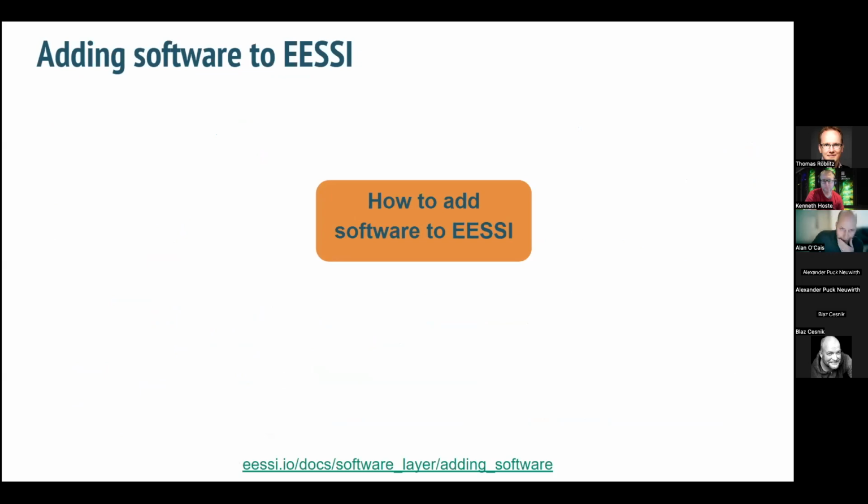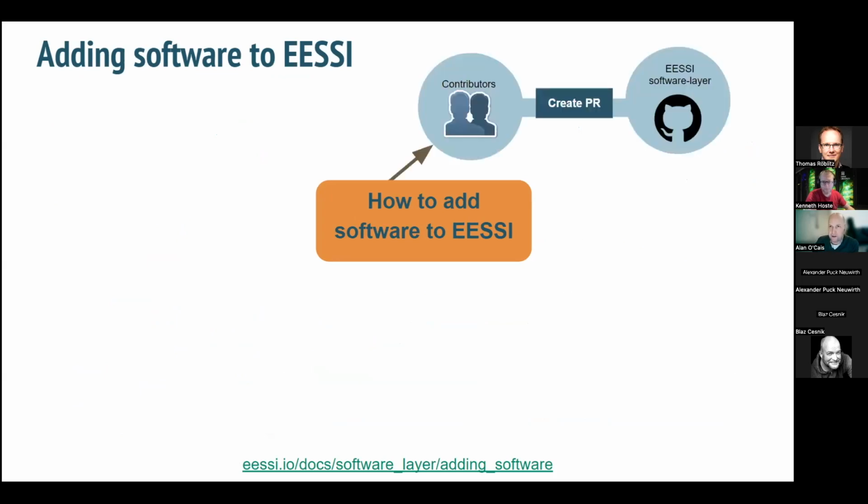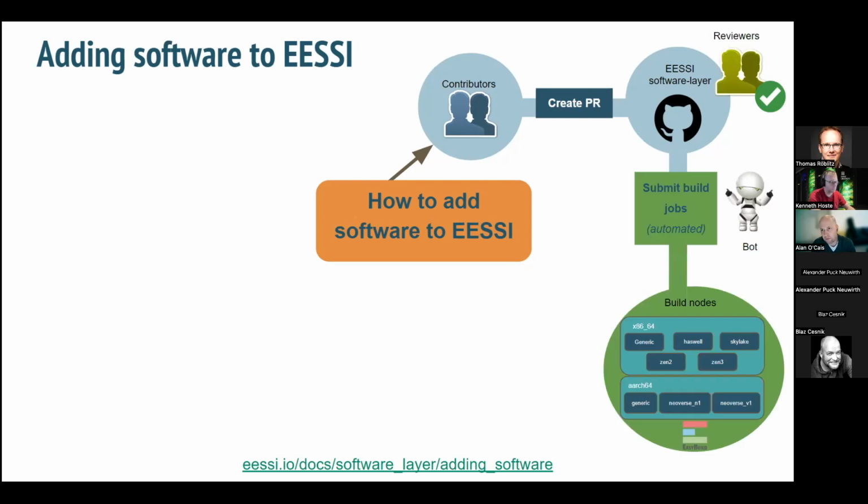So you have a software package and you would like to ship that software package with EESSI. In the best case scenario, you basically just make a pull request to the EESSI software layer. That's a repository whose home is on GitHub. And that pull request is then reviewed. And when the reviewers review that pull request, they will trigger a bot, an application that we have running somewhere that will go away and submit a lot of build jobs for the software package that you want to include on all of the architectures that we have available to us.